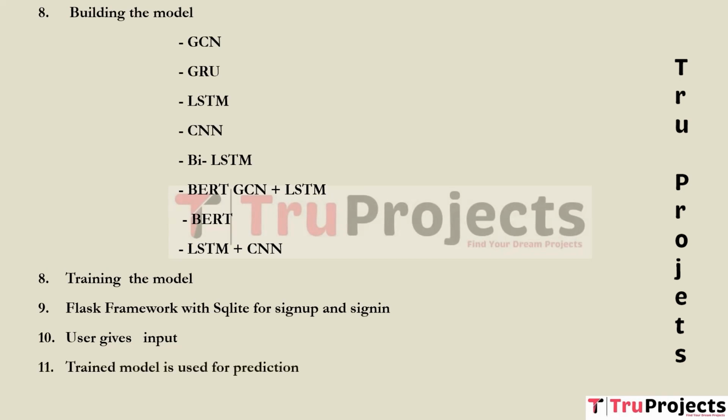The next one is the trained model for prediction. The trained machine learning or deep learning model is employed to make predictions based on the user's input. Next one is the final outcome displayed through the frontend. The results of the prediction are presented to the user through the project's frontend, providing insights for classification outcomes.